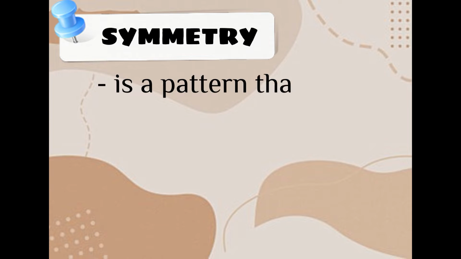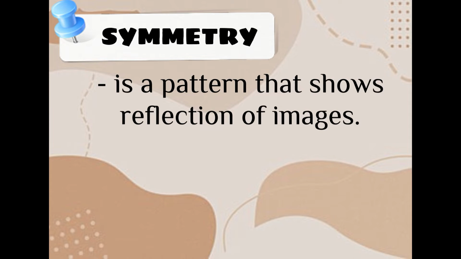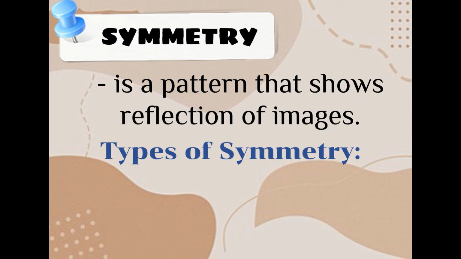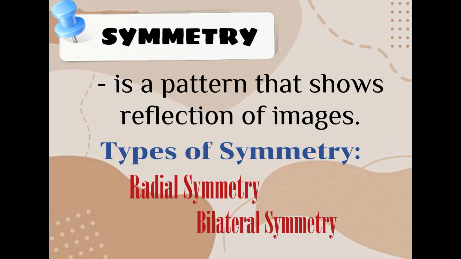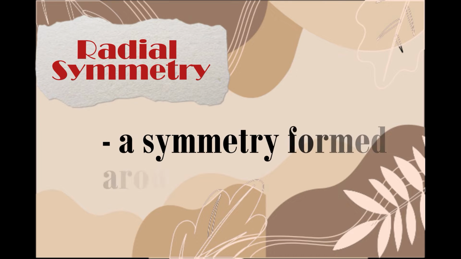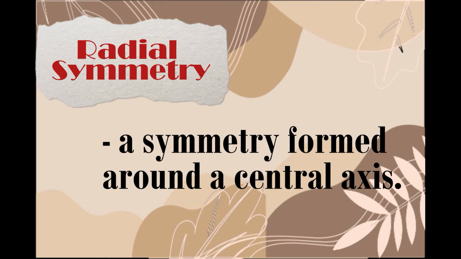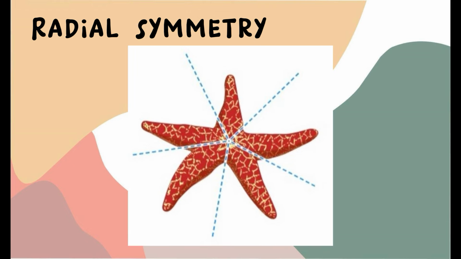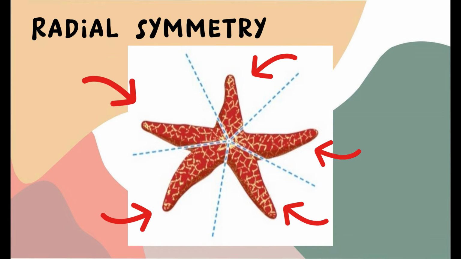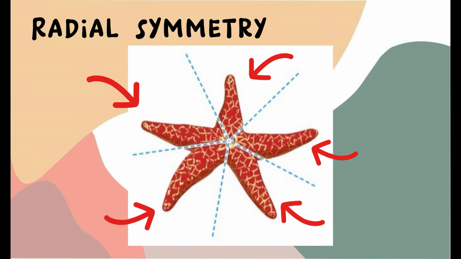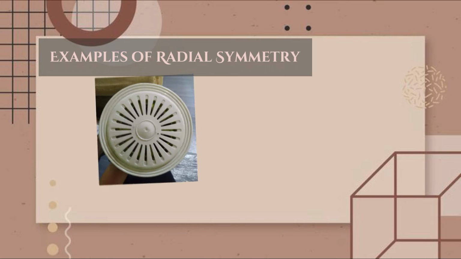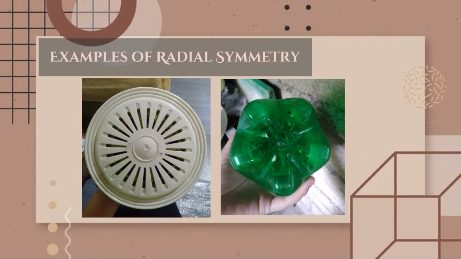Symmetry. Symmetry is a pattern that shows a reflection of images. There are 2 types of symmetry, the radial symmetry and bilateral symmetry. Radial symmetry. Radial symmetry is symmetry formed around a central axis. As you can see in this illustration, a starfish is cut into 5 parts, where this part is the same as the other 4 parts. These are the examples of radial symmetry that you have seen mostly in your home.